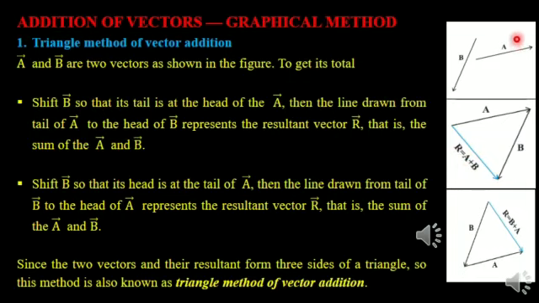Or shift vector B so that its head is at the tail of A. Then the line drawn from tail of B to head of A represents the resultant vector R, that is the sum of A and B. Since the two vectors and their resultant form three sides of a triangle, this method is known as triangle method of vector addition.